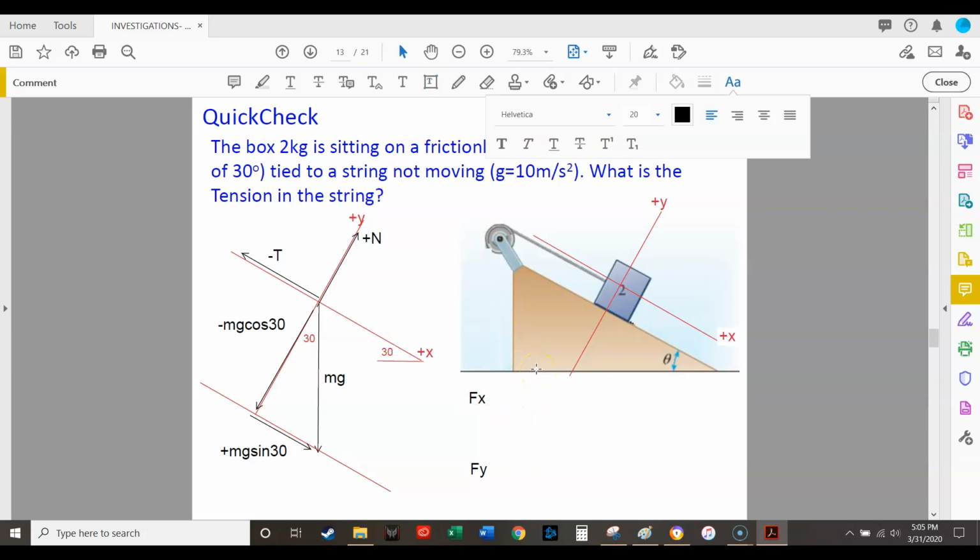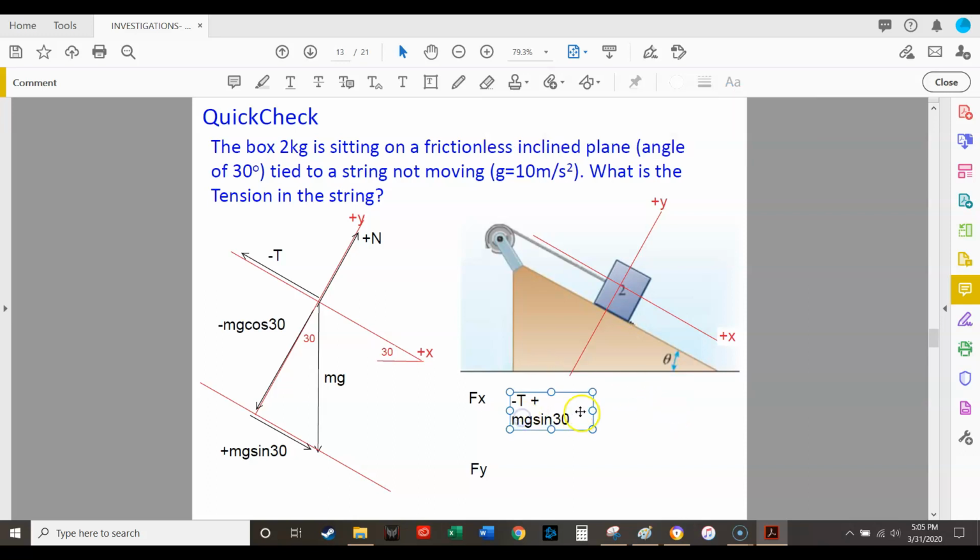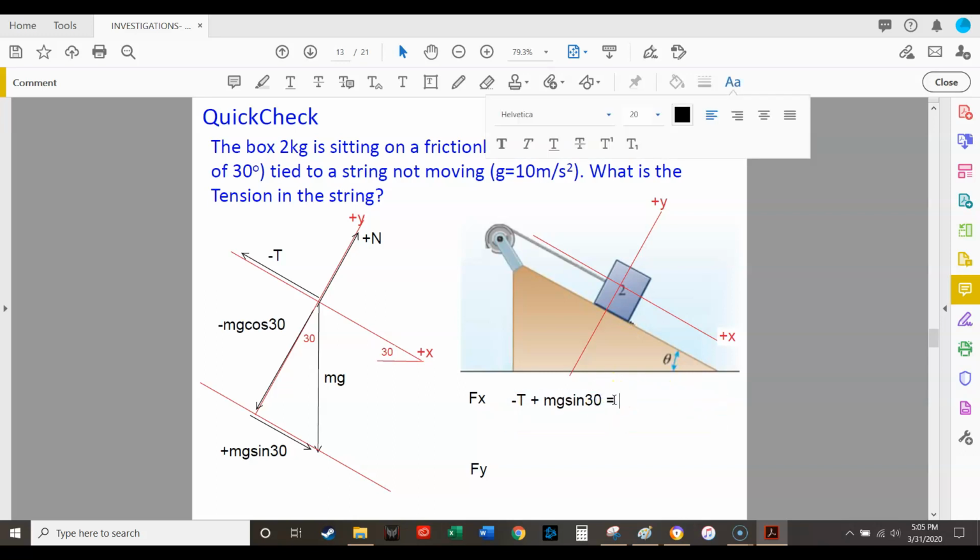So negative T plus mg sine of 30 degrees. Let's go ahead and make this bigger. And that's equal to mass times acceleration in the x direction. But since it's not moving or accelerating, there is no acceleration in the x direction, so that is 0.